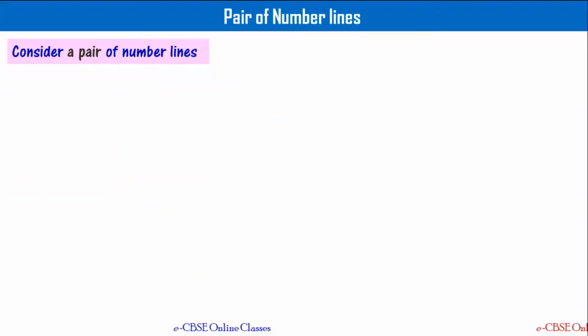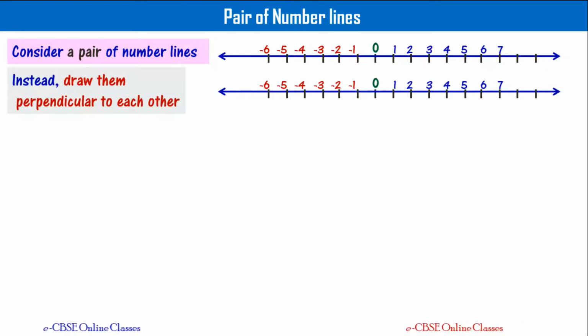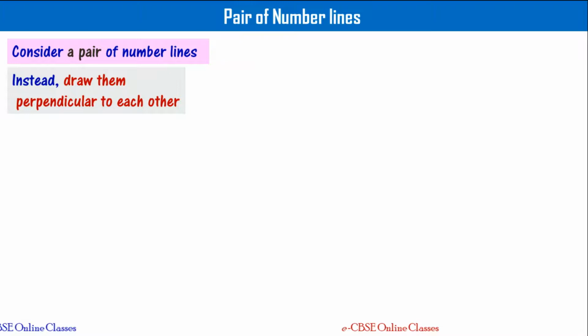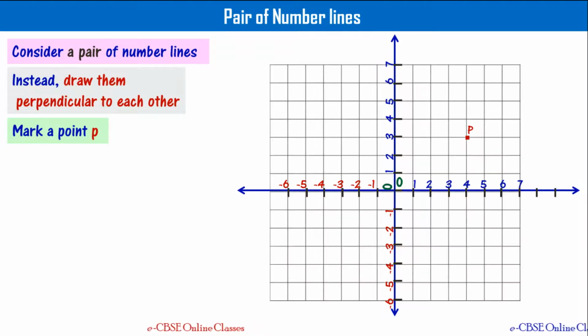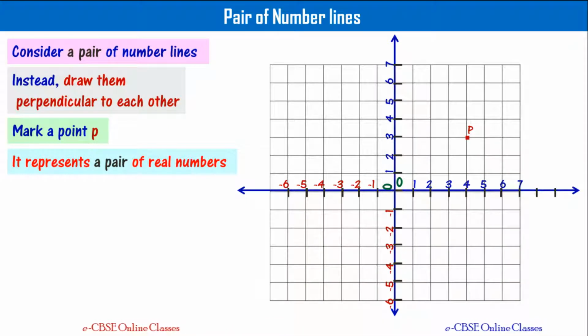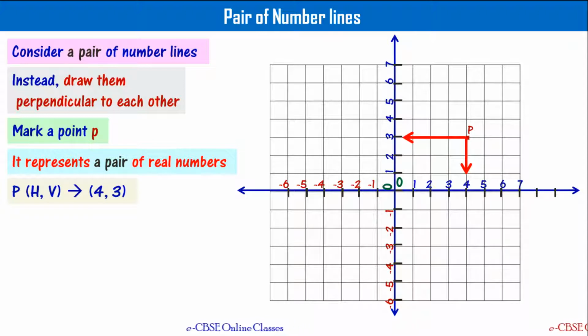Let us now consider a pair of number lines. Instead of drawing them like this, let's draw them perpendicular to each other as shown in the figure. Let's mark a point P. It represents a pair of real numbers. On the horizontal line, it is representing 4. On the vertical line, it is representing 3. It means that P can be written as (4, 3).